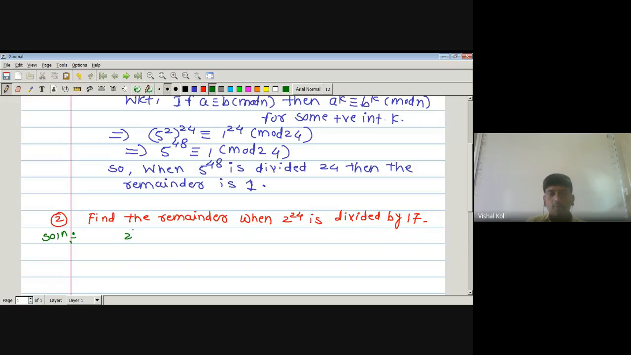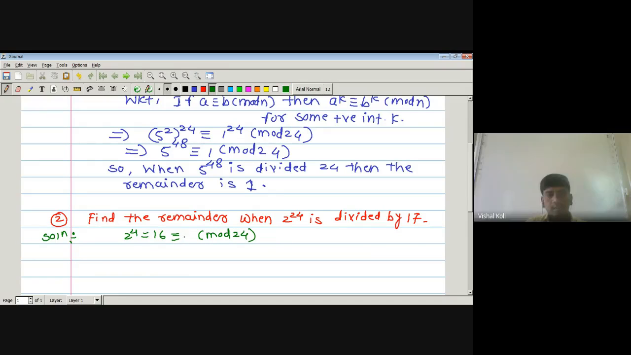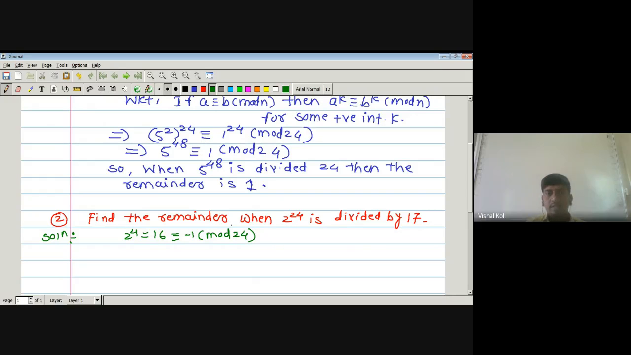Therefore 2 to the power 4 is equal to 16. Now 16 is congruent to minus 1 modulo 17. That is, 2 to the power 4 is congruent to minus 1 modulo 17.